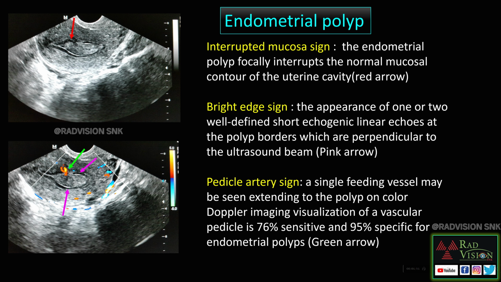So the red arrow indicates the interrupted mucosa sign. Here the two echogenic lines are nothing but the bright edge sign, and here also you can see the pedicle artery sign seen in endometrial polyps.